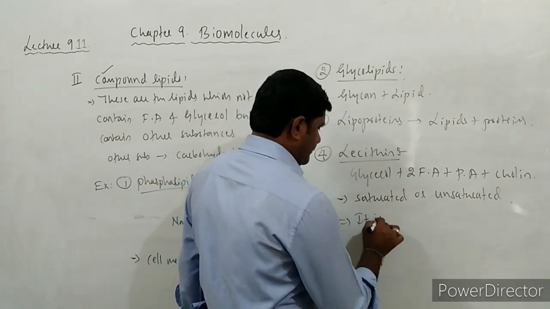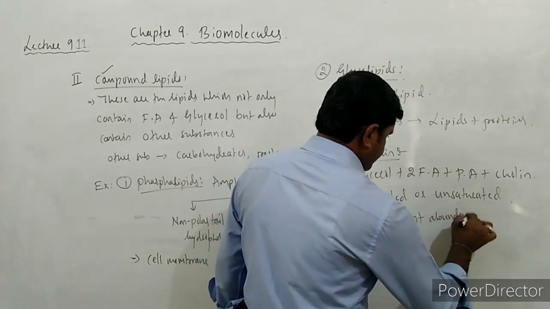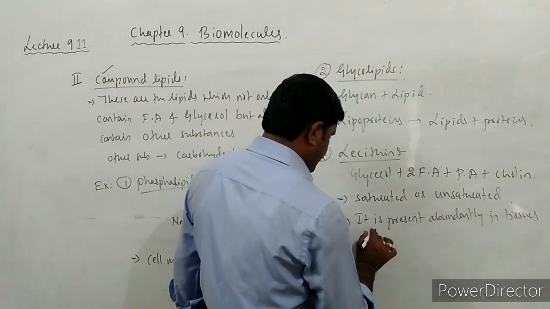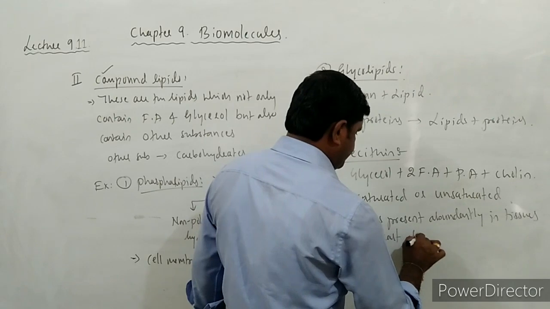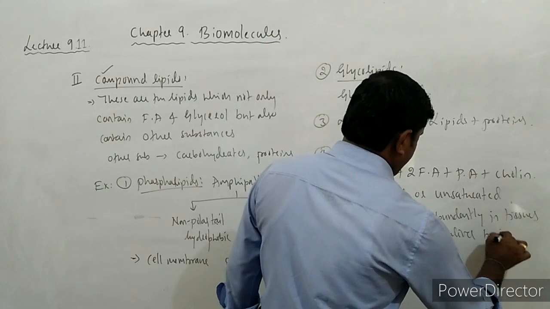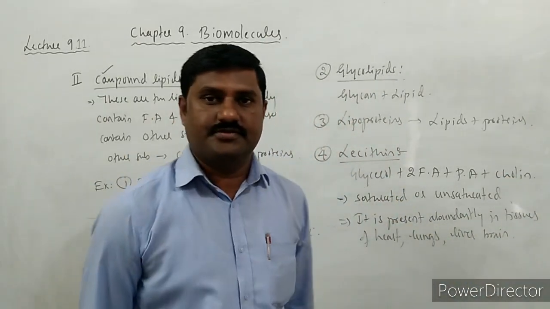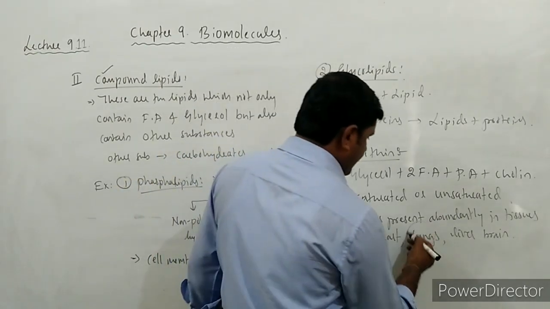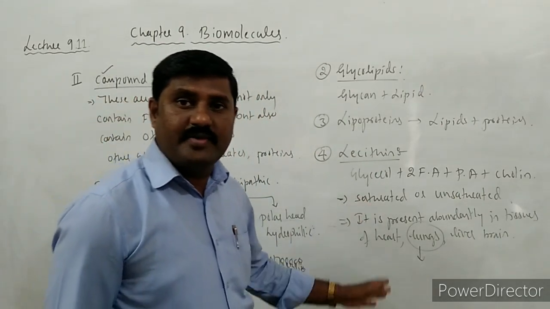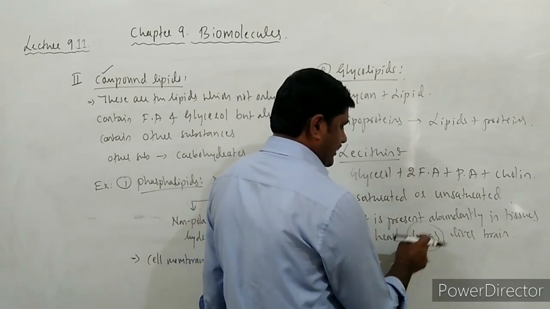So it is present abundantly in tissues of heart, lungs, liver, brain, etc. In different organs it is present in the tissues, right? Especially in lungs, dipalmitic lecithin itself is one of the lecithins present in the lungs.